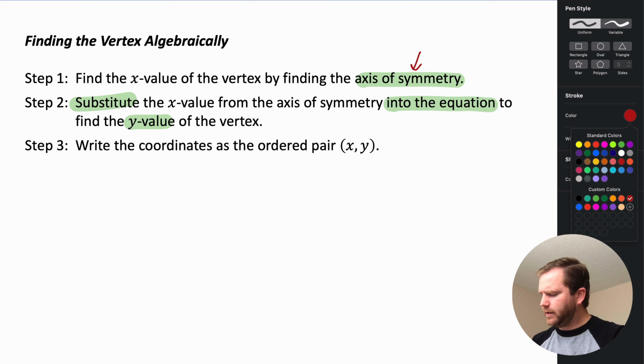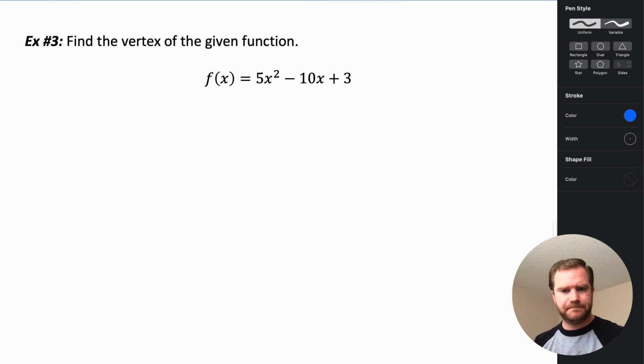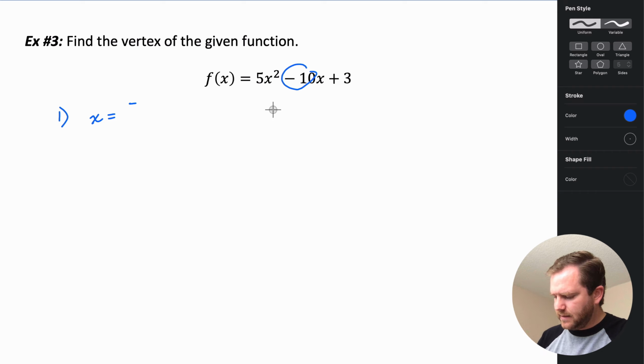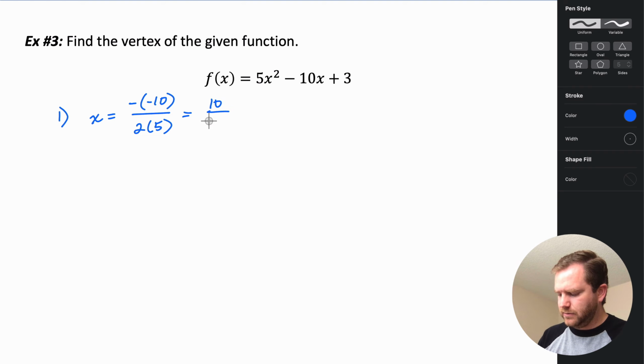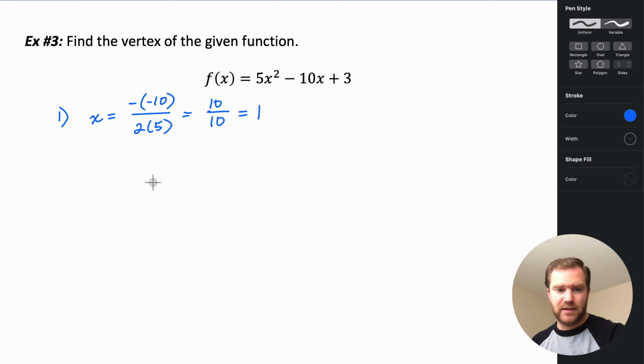Okay, so let's go ahead and try some of those. We want to find the vertex for this function. The first thing that we want to do is find the axis of symmetry. It was x equals the opposite of b divided by 2a. b in this case is negative 10, so it's the opposite of negative 10, divided by 2 times a. a is 5. The opposite of negative 10 is positive 10, divided by 2 times 5. 2 times 5 is 10, so that's 1. So x equals 1 is the equation for the axis of symmetry.